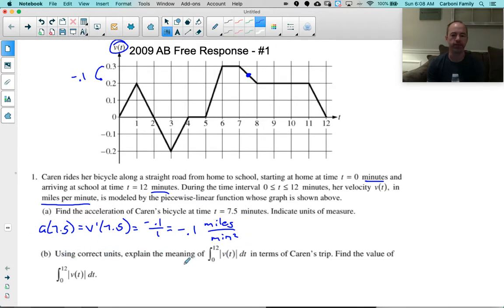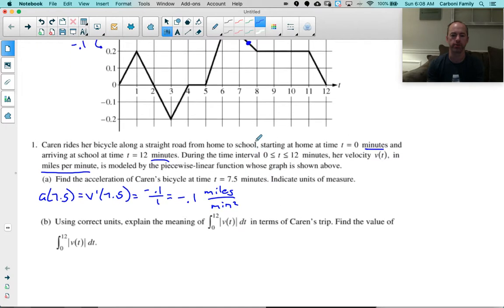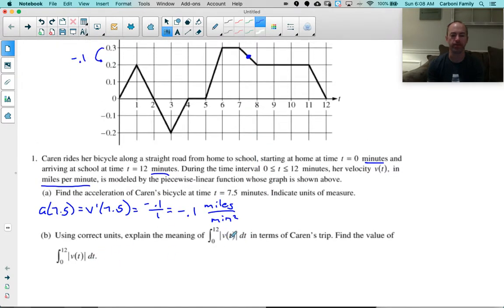Part B, using correct units, explain the meaning of that answer. I'm going to scroll up a little bit. I think this is not scrolling at all. Oh, there it goes. That was too much. Okay, explain the meaning of that integral. And I'm going to go ahead and do that part now.